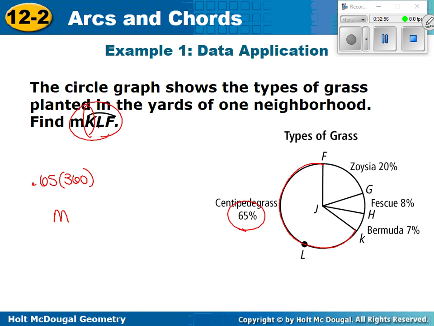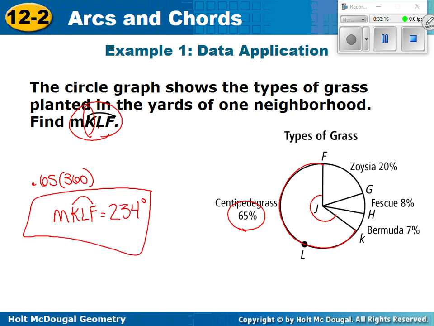234. Please look up here and make sure that you understand how to write your answer. Measure of arc KLF is the same as the measure of the central angle. So it is also equal to 234 what? Degrees. Arcs are measured in degrees just like angles. Make sure you put your degree symbol. Questions? Okay, second one.